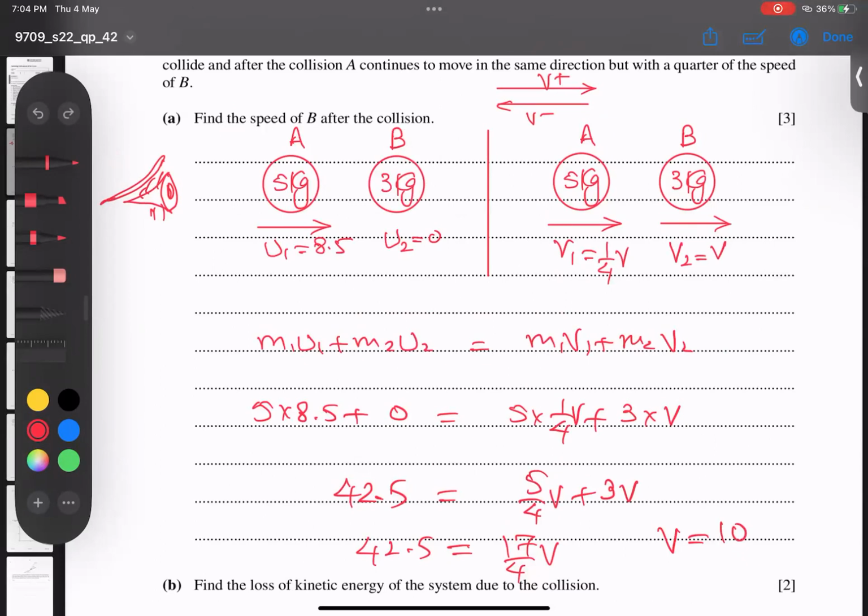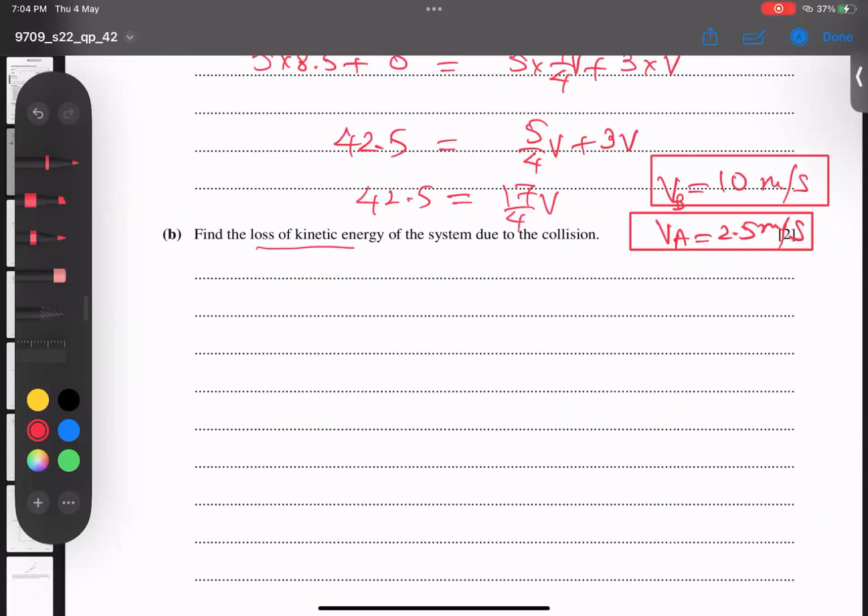Alhamdulillah rabbil alameen, it has been done. Speed of B particle. If I want to find A, although it's not asked here, then 10 will go here, so A will become 2.5, if he asks us after collision. But this is not a part of the solution to the question.